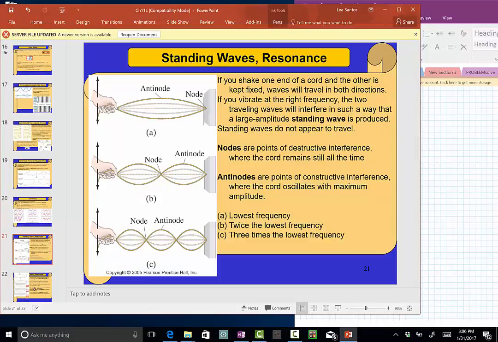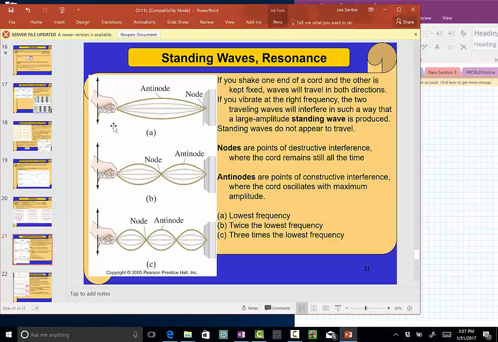What we have here is at the edge, the rope is fixed, so I'll call this a node. This is a point that cannot move up or down, so it's a node. And here I'm going to move this rope up and down. What is going to happen? Well, I have waves propagating to the right, getting reflected by this wall, and then coming back to the left. So I have this combination of waves moving to the right and to the left, interfering, and let's see what we get. If I hit the right frequency, I get what is known as a standing wave.